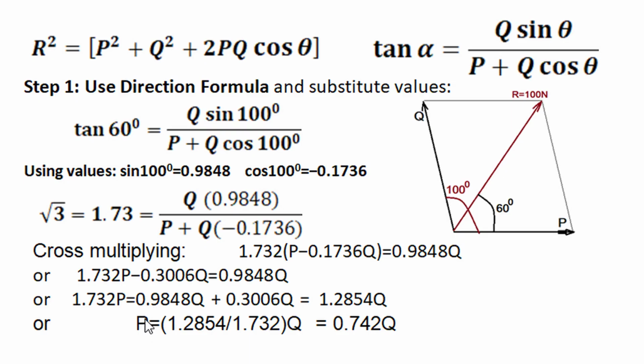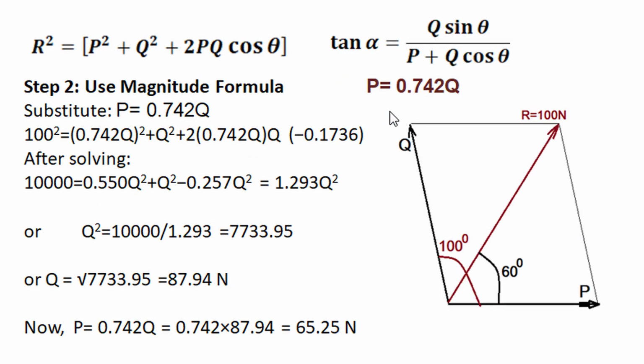So we have obtained the relationship between P and Q from this direction formula, and the same relation is used to substitute P in terms of Q in this relation, and we'll find the value of Q from the magnitude of the resultant relation. So in this magnitude relation, when in place of P we substitute 0.742 Q, the resultant is given as 100 Newton, so R square is 100 square. In place of P, we have substituted 0.742 Q. Q square is taken as it is, and P again is 0.742 Q. And cos theta, for cos 100, is negative 0.1736.